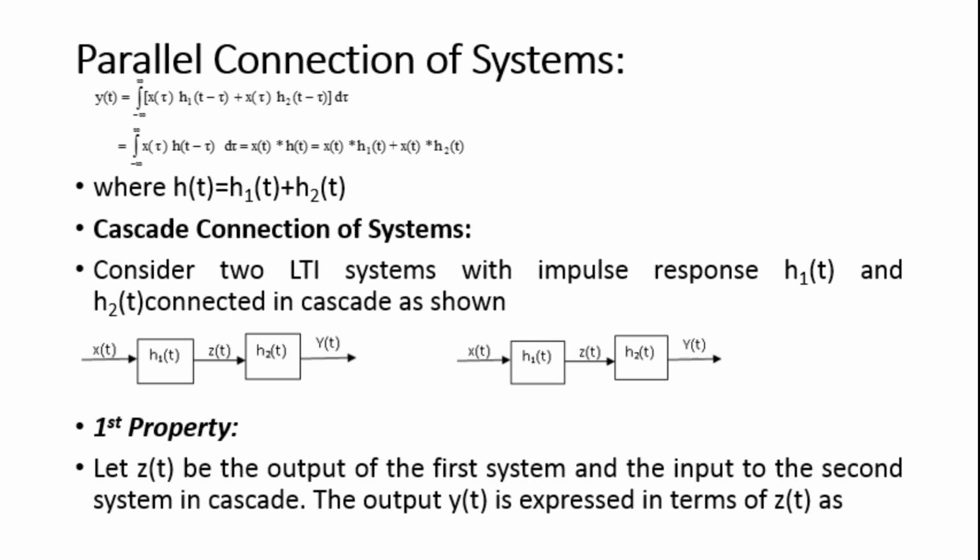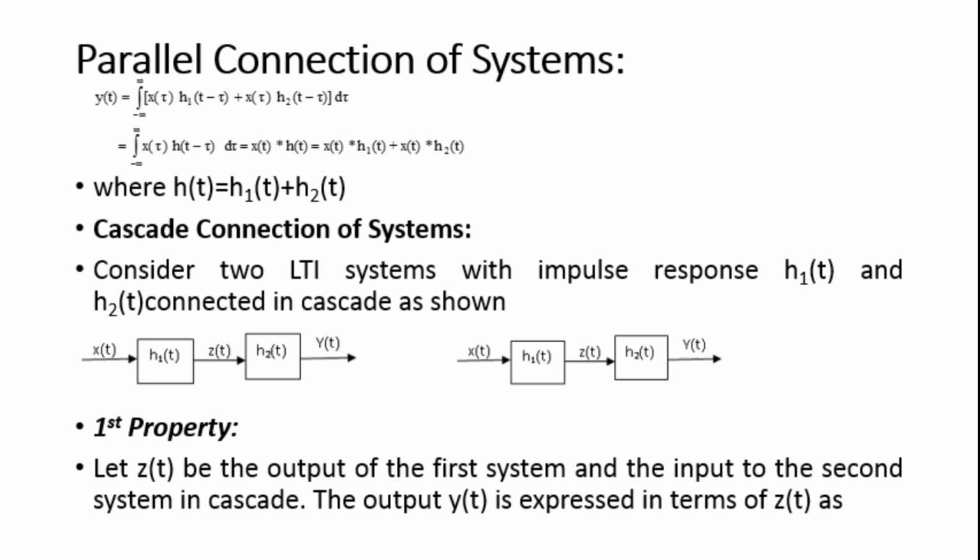Next, we are going to discuss the cascade connection of systems. Consider two LTI systems with impulse responses h1 of t and h2 of t connected in series as shown below. h1 of t and h2 of t are connected in series with x of t as input, and z of t is the output of the first system and the input for the second system, and the final output is y of t.